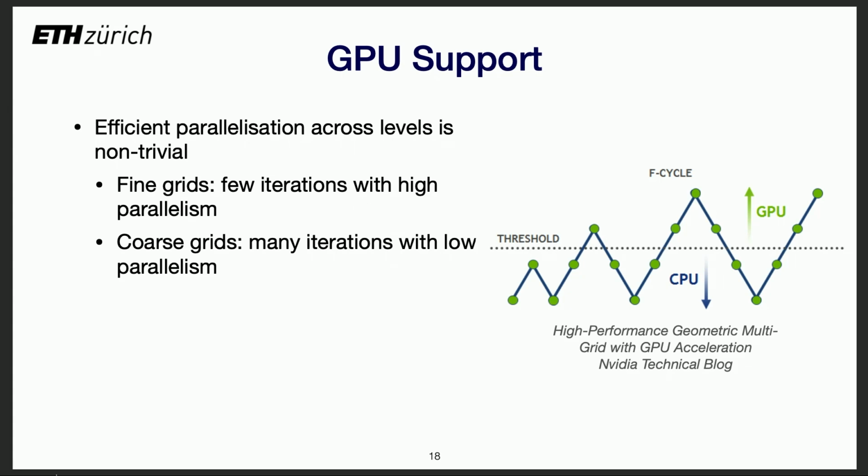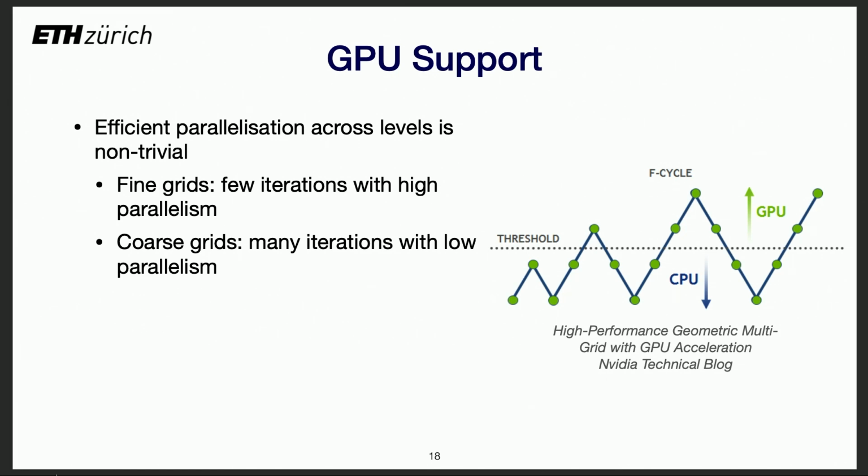Specifically, on fine grids, you tend to do few iterations of this smoother, with each one having high amounts of parallelism. So they're very parallel, high-resolution grids. On the coarse grids, on the other hand, you have many iterations of a low parallelism problem, because the grid is small and you cannot parallelize operations on the grid, and of course you cannot parallelize iterations themselves.